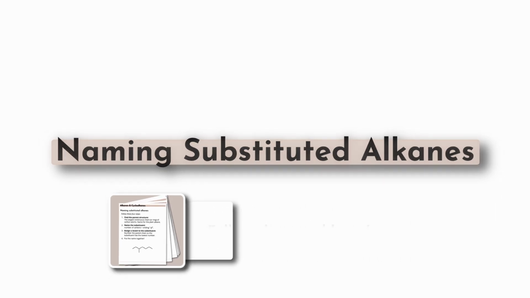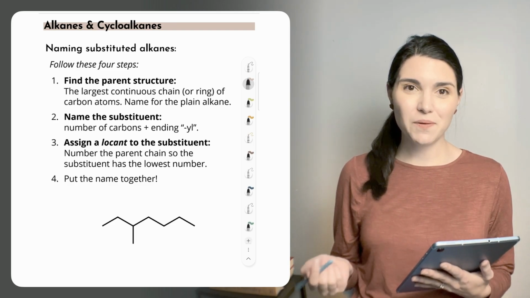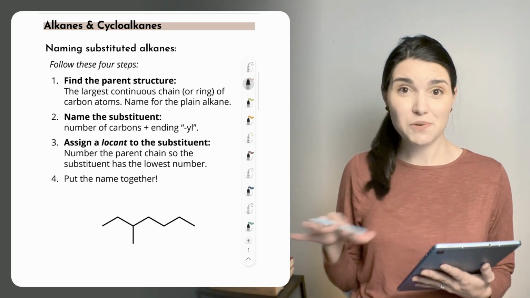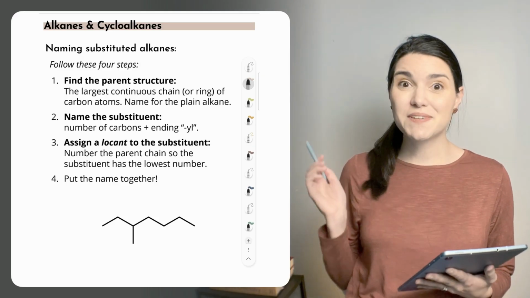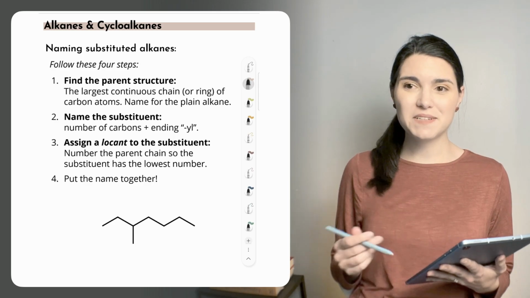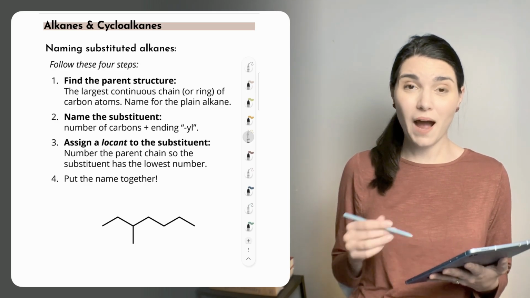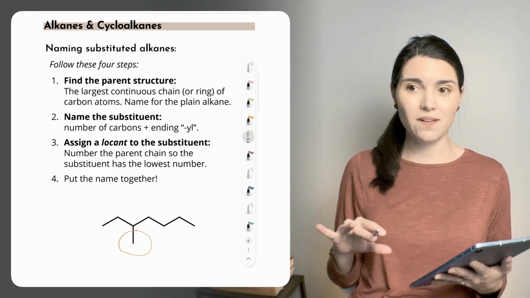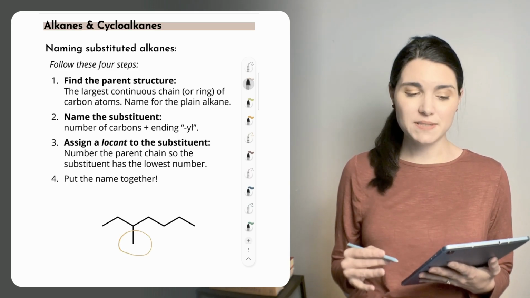Now, the vast majority of the molecules that you're going to see in your organic chemistry course are not going to be simple straight chains or plain unsubstituted rings. This molecule here, for example, is an alkane with some branching. We call this branch a substituent because it has been substituted in the place of where a hydrogen atom would be on the plain alkane. In order to name substituted alkanes, we're going to be following 4 simple steps.